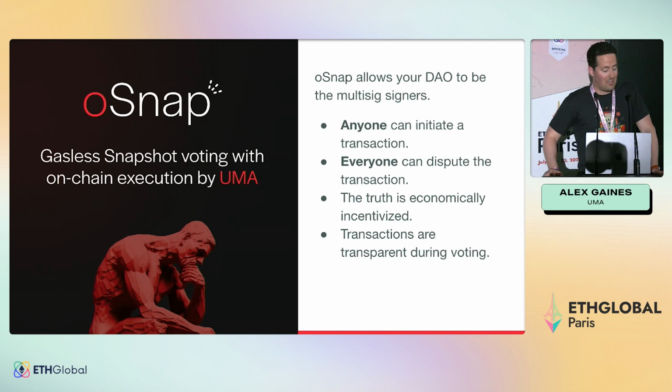And I think the most underrated feature of this is that transactions are transparent when voting. They're actually included in the Snapshot proposal, and I think that's a huge step forward. You can actually look at the transactions when you're voting on Snapshot, and it's so much more transparent. So if something is wrong with the transaction payloads, you notice it while you're voting, and you're not waiting for the multisig signers to then execute those transactions.